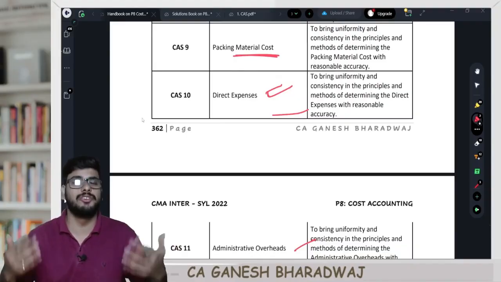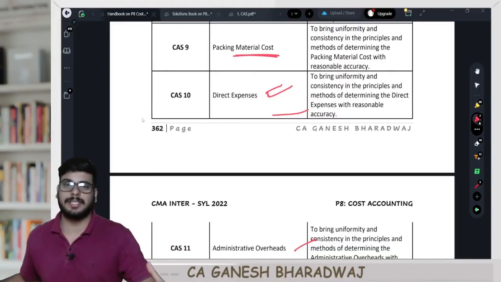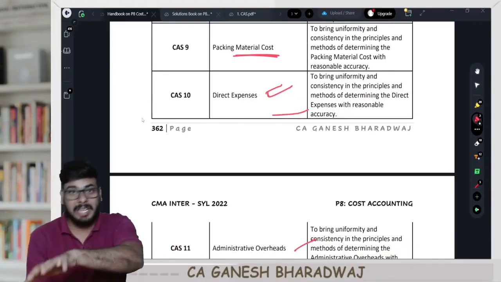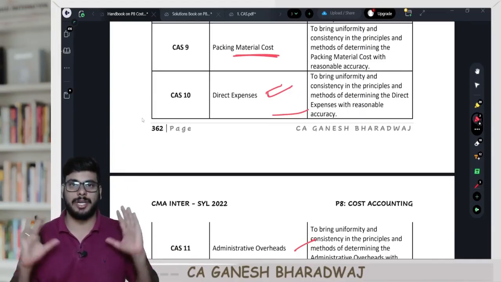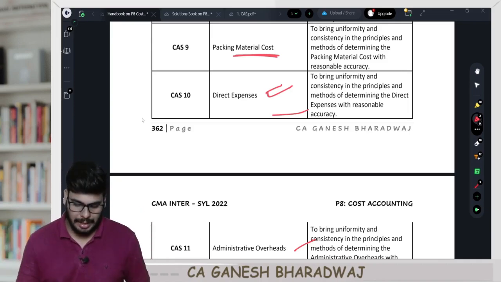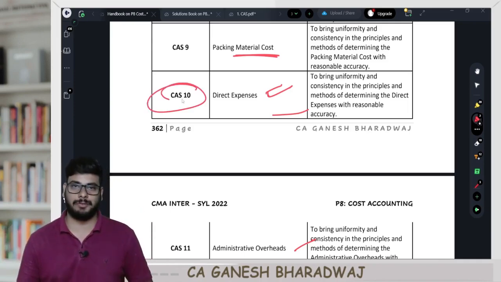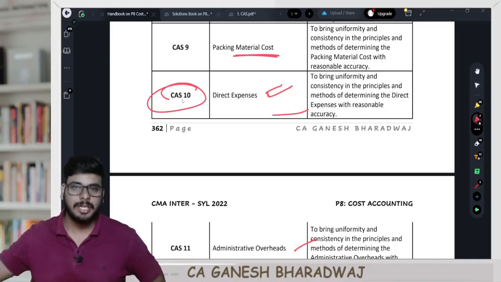Only then you need not mug it up. You will at least know what each of these standards are talking about. The practical implementation of this, we have studied during the course of our subject. This chapter is only a theoretical chapter. Now, what will they ask? They will ask you to write the scope and objective of CAS number 10. So, CAS 10, direct expense.